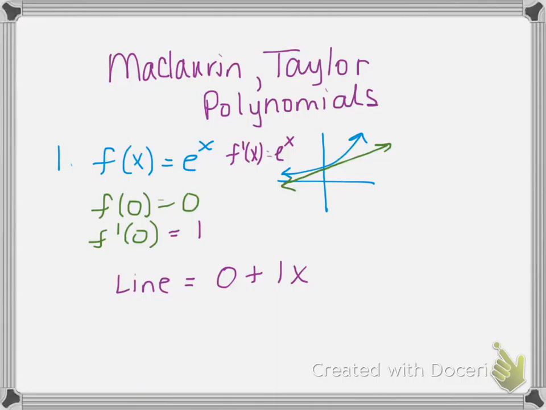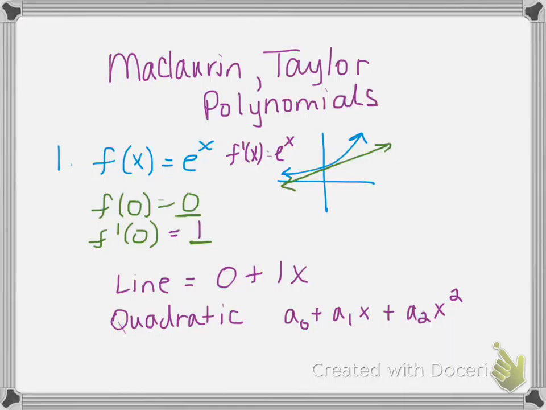Now, if I wanted to approximate it by a quadratic, I'm going to write this formula: a0 plus a1x plus a2x squared. The good thing is that we've already found a0 and a1. So far we know that 0 plus 1x plus a2x squared is the polynomial we're looking for.